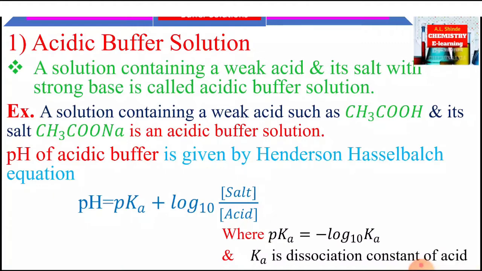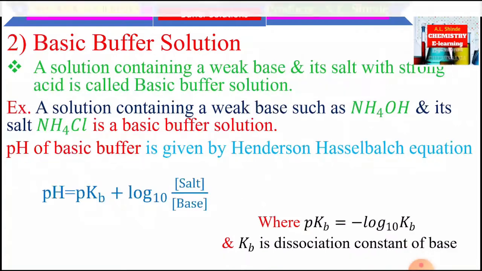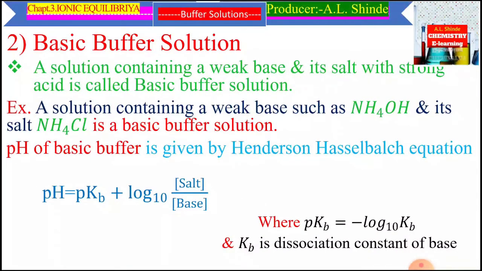Now we can see the basic buffer solution. A solution containing a weak base and its salt with a strong acid is called a basic buffer solution. For example, a solution containing a weak base such as ammonium hydroxide having formula NH4OH and its salt ammonium chloride having formula NH4Cl is a basic buffer solution.